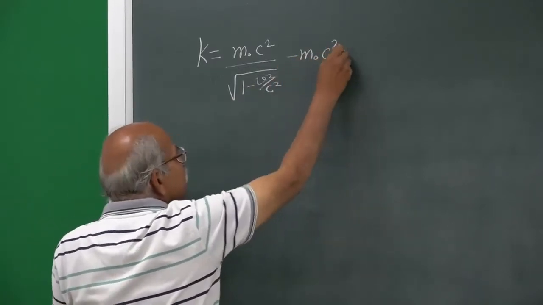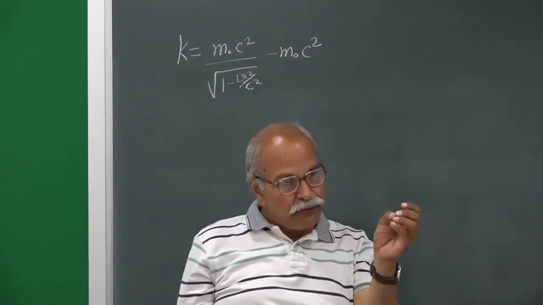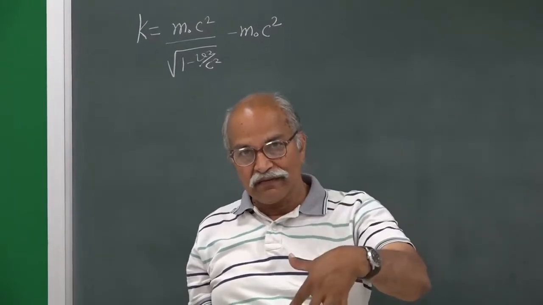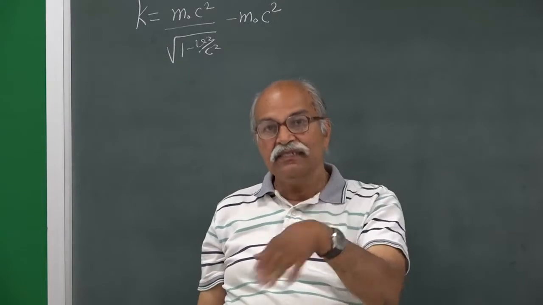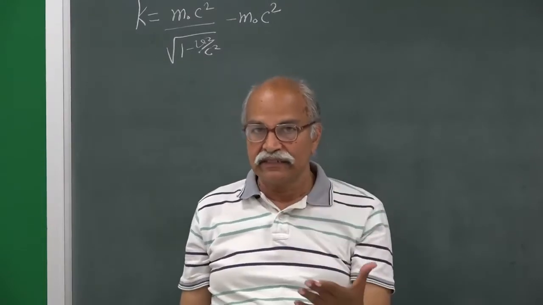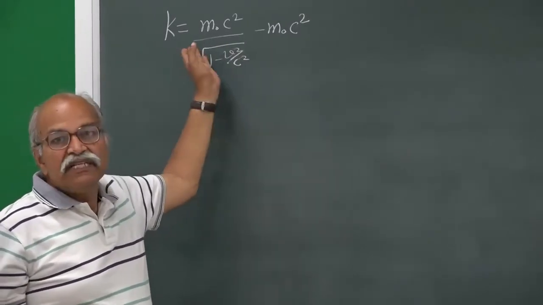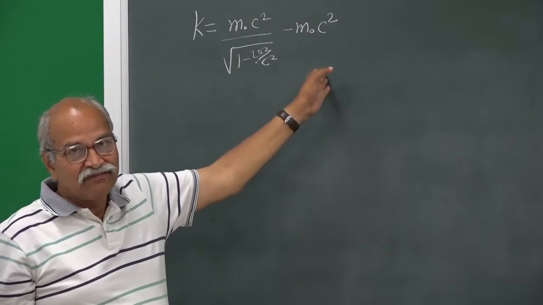This is the expression we obtained from the very basic definition that if there is a force on the particle and the force does some work, then the work done by the force on a particle is equal to the change in its kinetic energy. Starting from there we derived this expression, which is very different from half m v square.